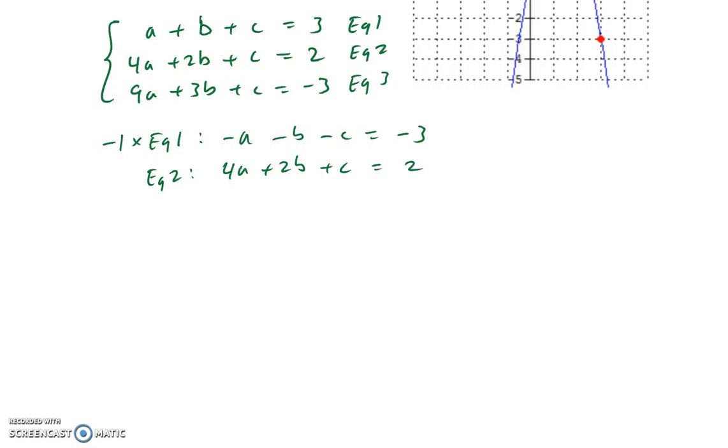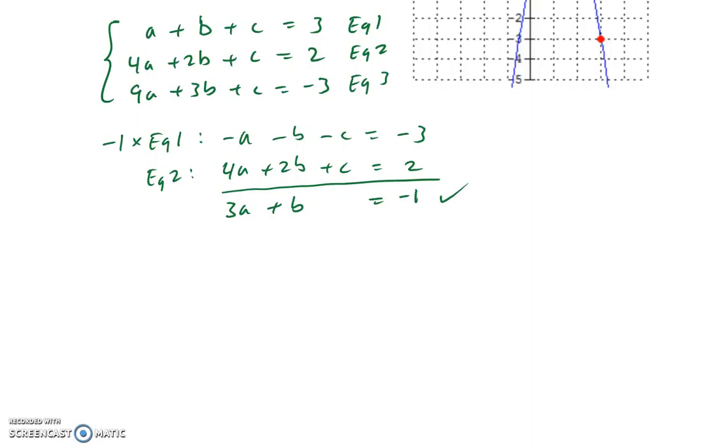Now remember, what we're trying to do here is eliminate the c terms. That's what I decided to eliminate, and adding, that's exactly what will happen. Minus a plus 4a is 3a, minus b plus 2b is plus 1b. The c's cancel, and on the right-hand side we would obtain -1.